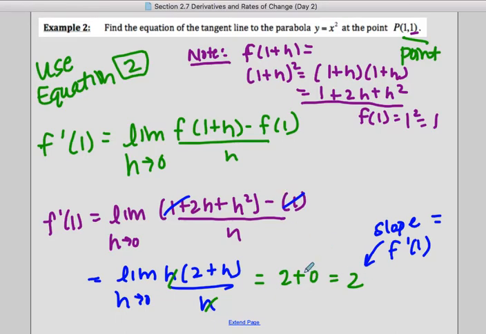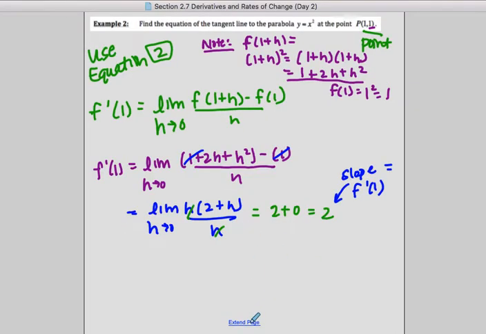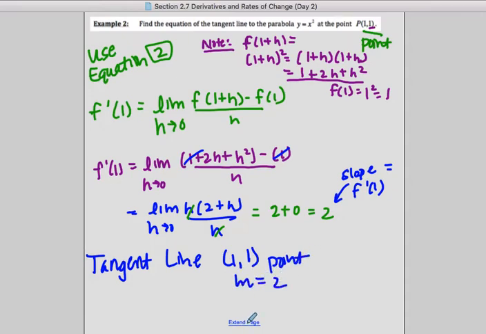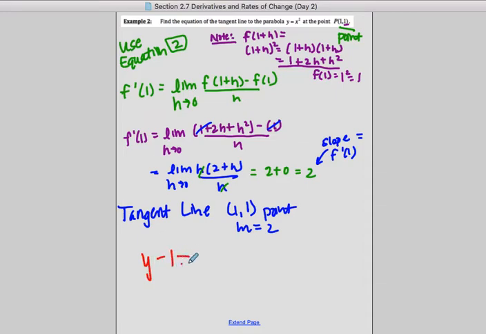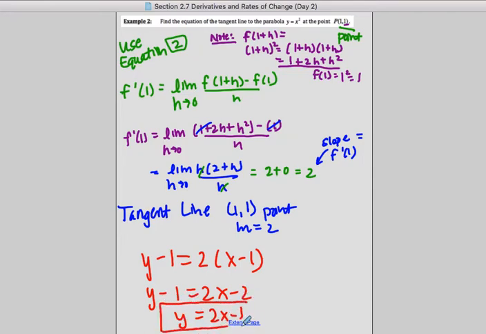Okay, so that's my slope. So then find the equation of the tangent line. I have my point. So tangent line, my point is 1, 1, and then my slope is equal to 2. So I would have y minus 1 equals my slope, 2, times x minus 1. I would have 2x minus 2, and then if I add the 1 over, I'd have 2x minus 1. Okay, and that would be the equation of my tangent line when x is equal to 1. Okay. That is example 2.